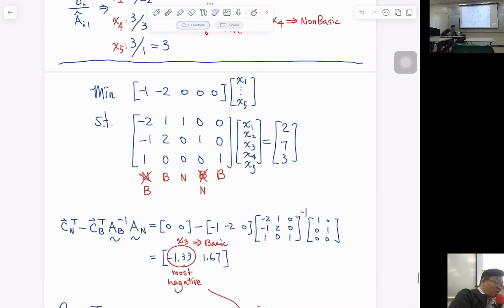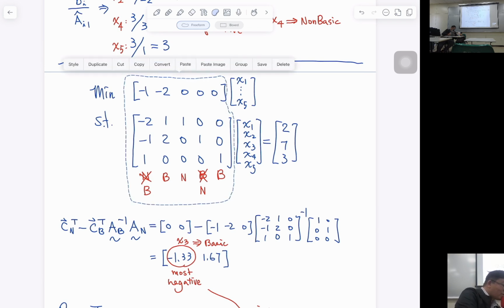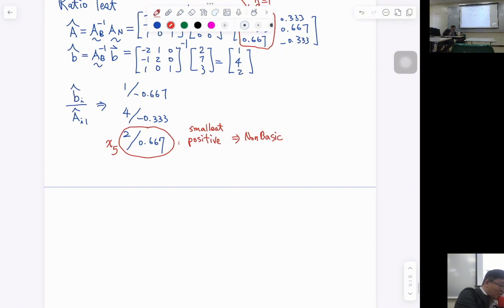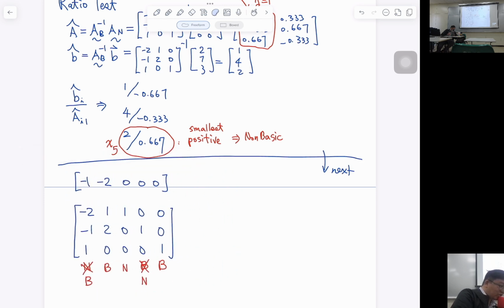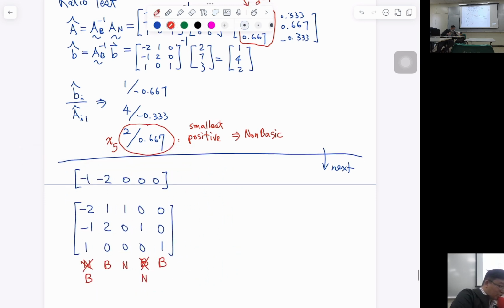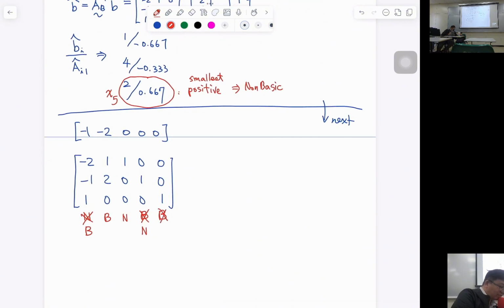So I'm being even lazier. I'm going to copy this part only. In your exam sheet, this is okay, as long as you know what you're doing. Copy. Next. And then paste. Right, next iteration. And so this one becomes non-basic.